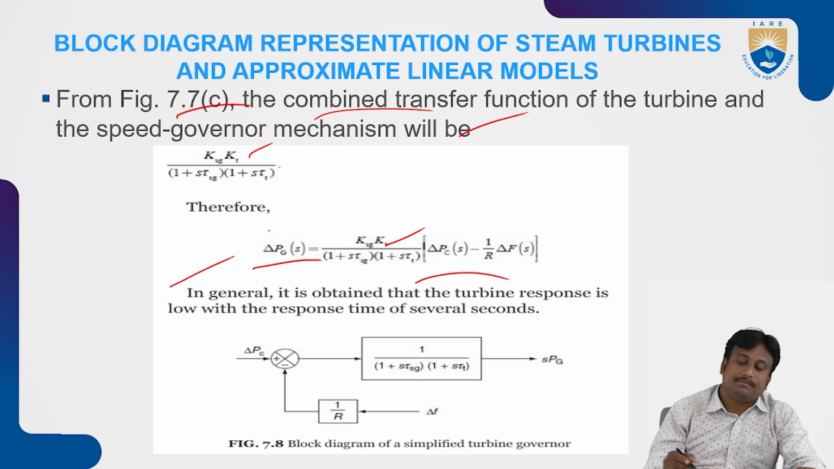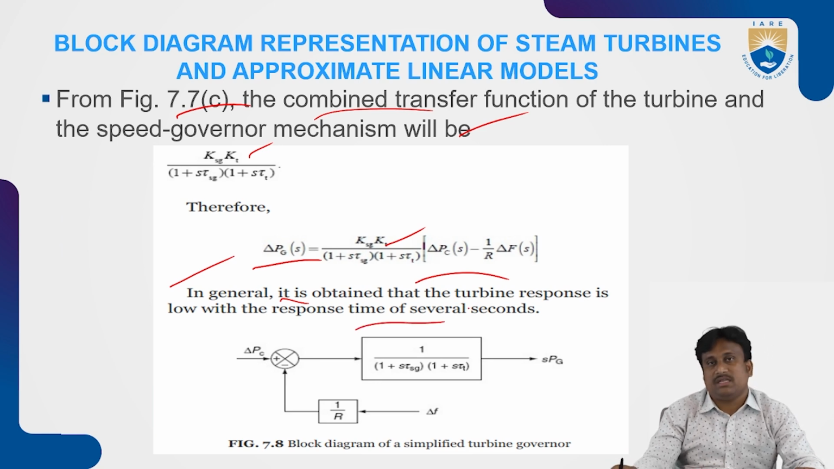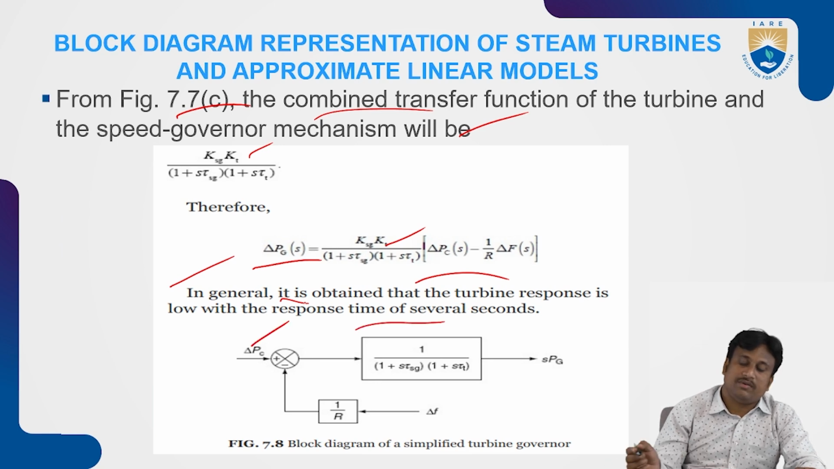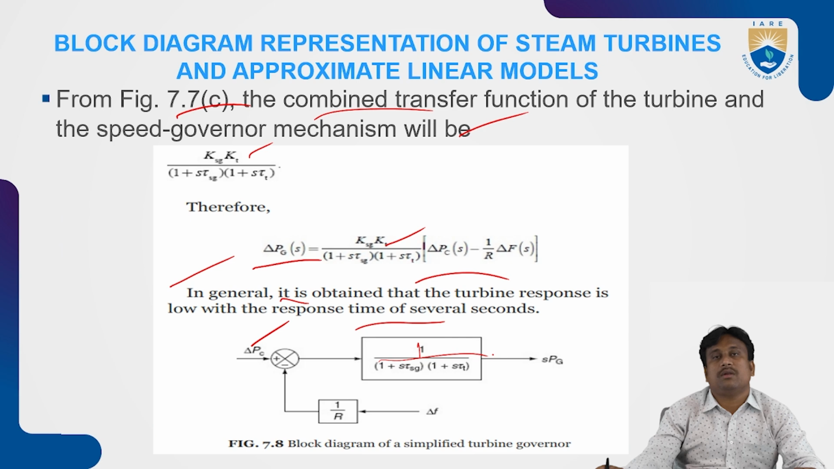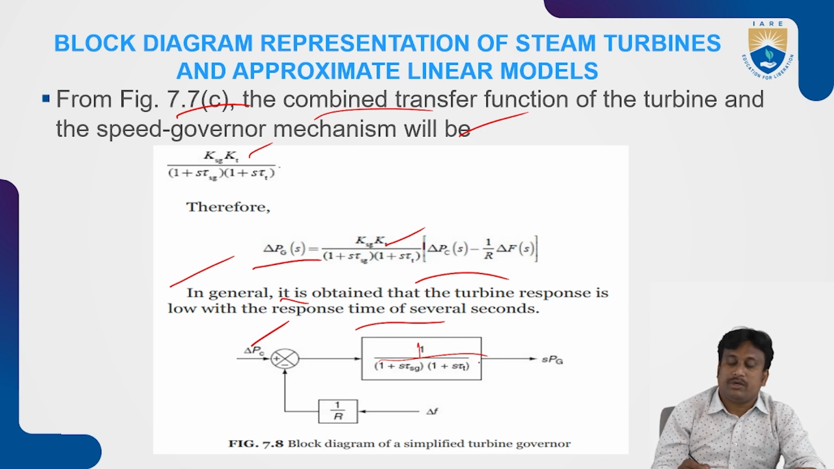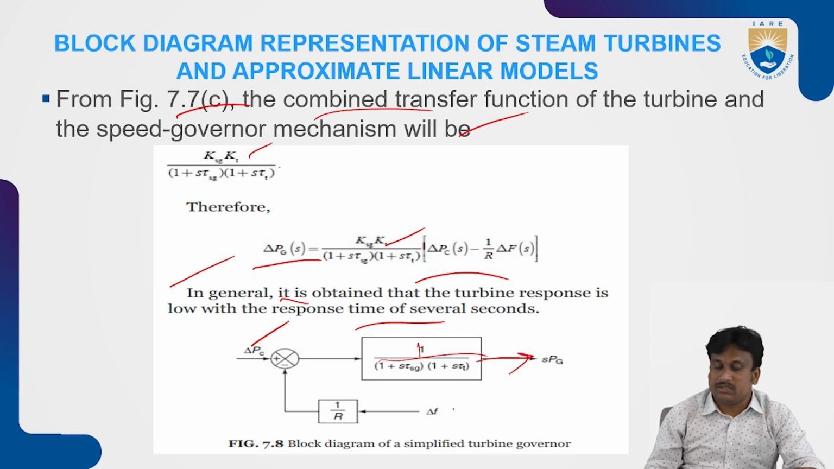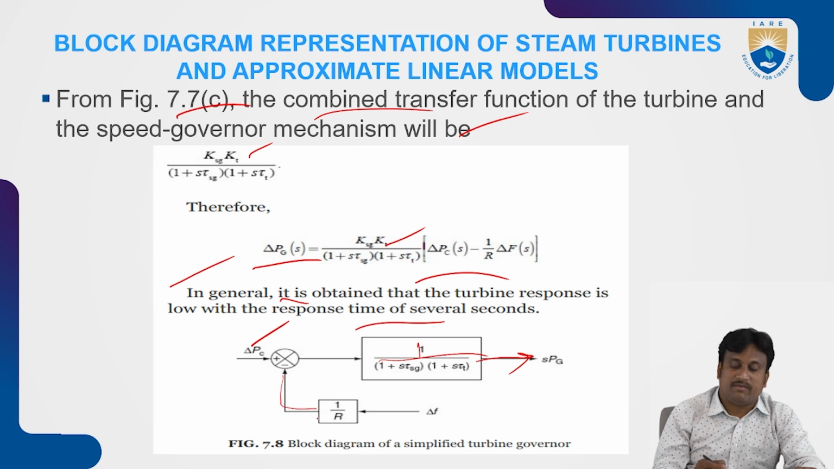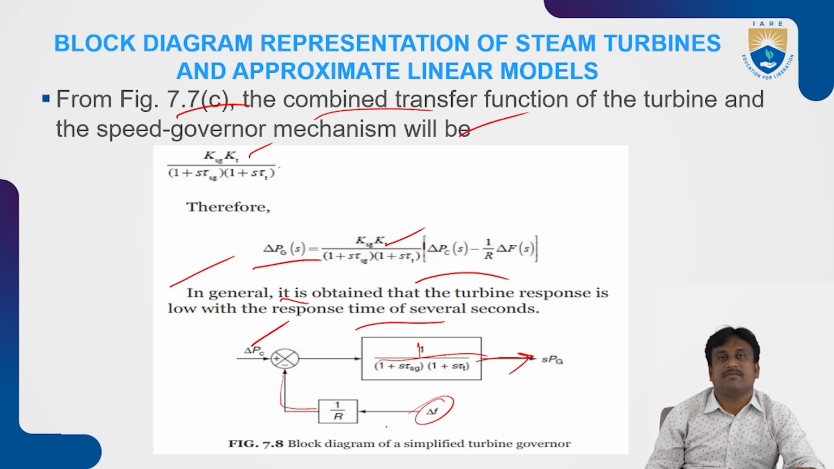So in general, it is found that the turbine response is very slow, with a response time of several seconds. So delta Pc, which is connecting to the blocks, is going to be connected as 1 by 1 plus S tau Sg into 1 plus S tau t, which is going to be connected to delta Pg, and this is taking the reverse path as 1 by R with the change in frequency delta F. So this will represent the block diagram of the simplified turbine governor system.